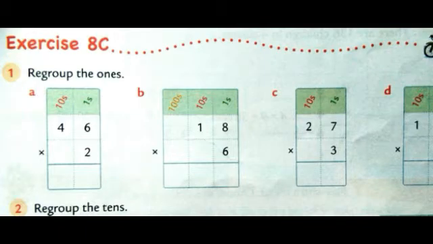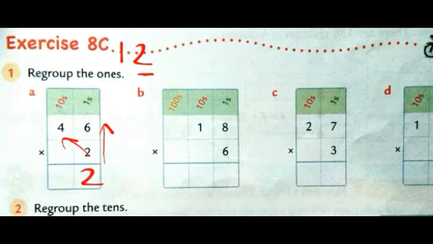Okay, same way. First, we will always start with the one side. Okay. So first we have to multiply 2 with 6 and then 2 with 4. So what is 2 6s are? When you multiply 2 with 6, you will get 12. But we will not write 12 here. We will regroup it. 2 will be written here and the 1 will be given carry over to the tens column.